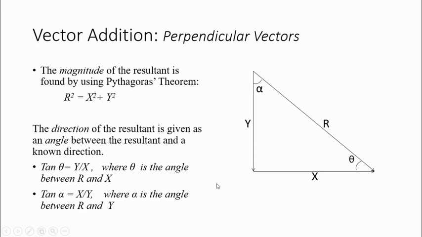So when we're adding perpendicular vectors, which would be represented like our x and y here, the magnitude of the resultant is obtained using Pythagoras' theorem.